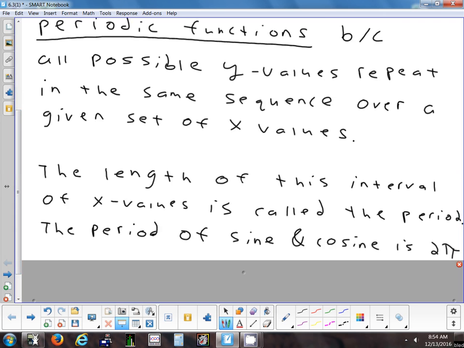So the length of that interval over which the x values have to go before you repeat, that's called the period. Now, sine and cosine have the same period. They're both 360 degrees, or 2 pi radians. Now, that's assuming that you don't do anything to transform it. So your basic sine and cosine function both have a period of 2 pi radians. We are going to work in radians quite a bit this week.